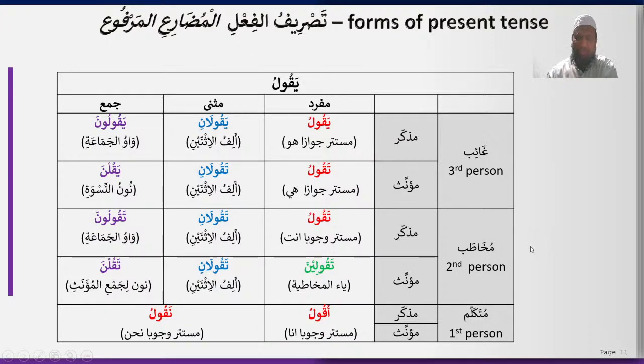Okay, same as in الماضي, for these two sigas يقول تقول, the fa'il either can be mustatir or can be bariz or zahir. For the rest of the sigas, the fa'ils are the damirs. For these three, تقول, the fa'il is always mustatir وجوبا أنت. أقول, ضمير مستتر وجوبا أنا. نقول, ضمير مستتر وجوبا نحن. And for the rest of the sigas, these damirs will be the fa'il.